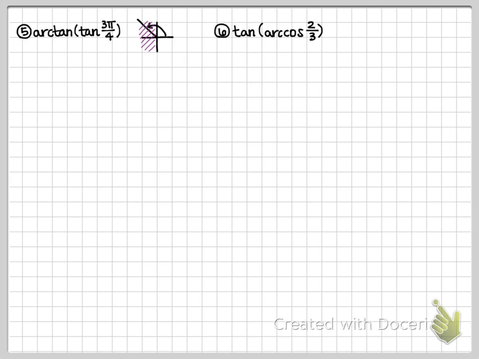Now there are a couple of ways that you can do this. I think I'm going to do this probably the longer way, just to make sure that you understand. So we're just going to go through and evaluate. The first thing I'm going to do is evaluate this, because there is an answer to this. It's just not as obvious as we would like it to be. So tangent of 3 pi over 4. Well, tangent of 3 pi over 4 is going to be negative 1.